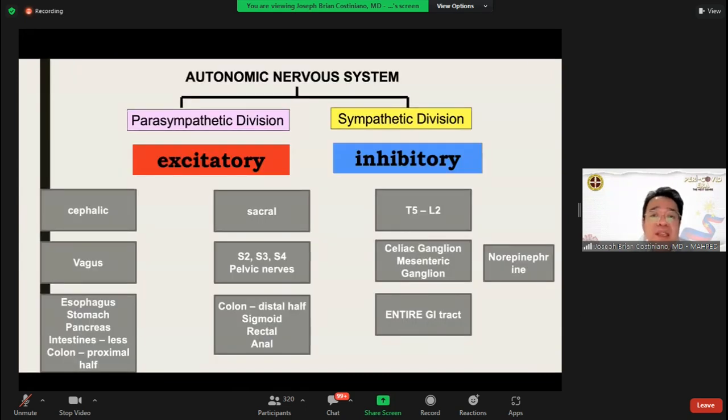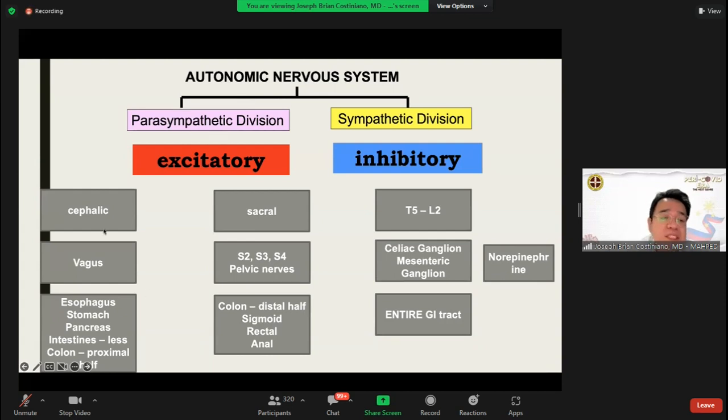So yung ANS mo that governs your whole GI tract, it has two divisions, parasympathetic and sympathetic. Your parasympathetic division is excitatory, sympathetic is inhibitory, and your parasympathetic division is divided into two. So meron siyang cephalic down to the first half or proximal half of the colon, and then from the distal half of the colon down to the anal, that is in your sacral branches.